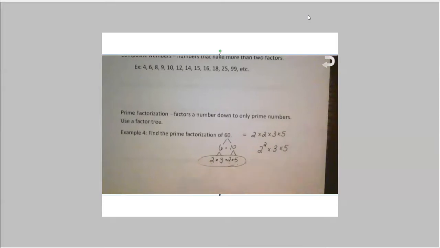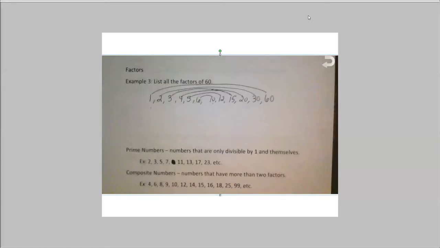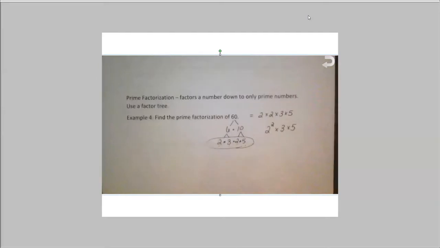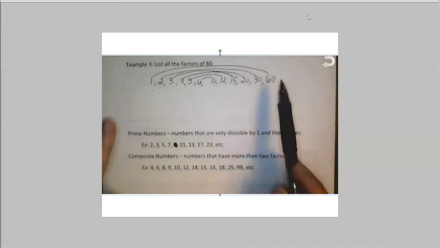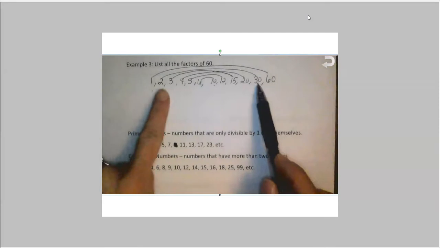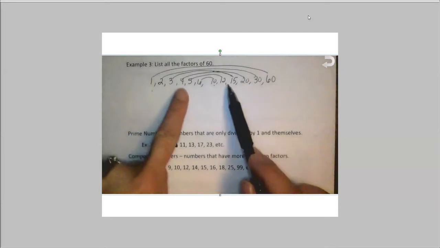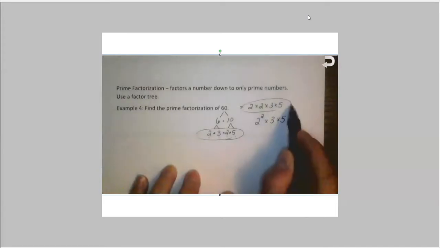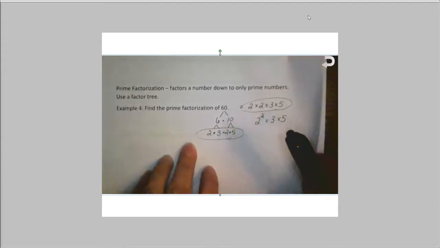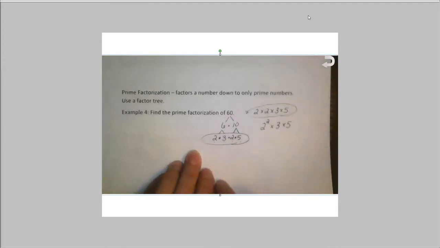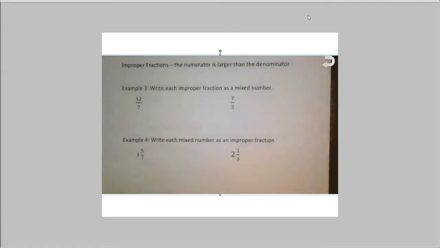So do know the difference between listing all the factors of a number versus the prime factorization of a number, because all of these numbers don't multiply to be 60, but there are factor pairs that do multiply to be 60, okay? But this prime factorization will multiply together to give you your number 60. So just reread those definitions and make sure you could do a problem like either of those.